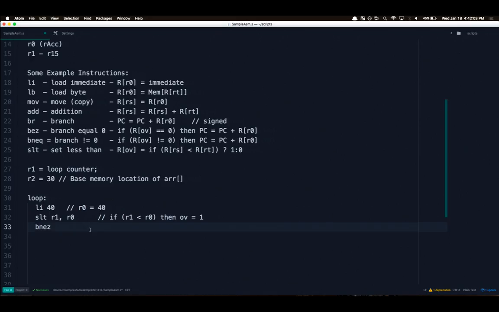So the other assumption I made was that R2 is equal to 30, and that's our base memory location. So I want to do a load byte. So I can do load byte.